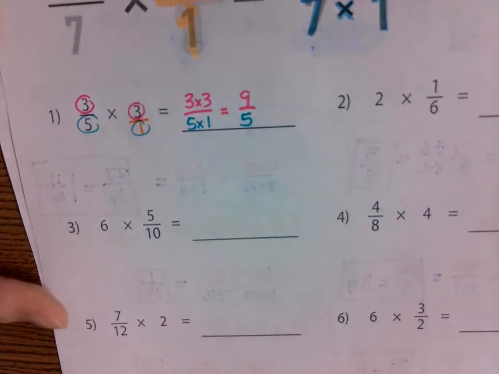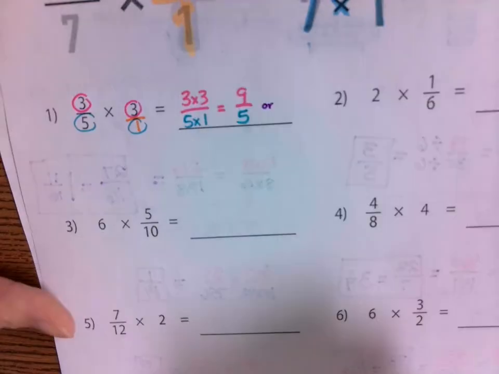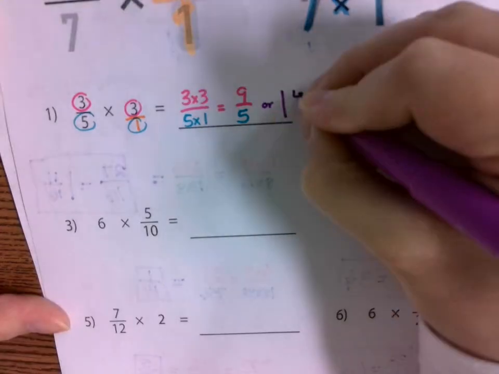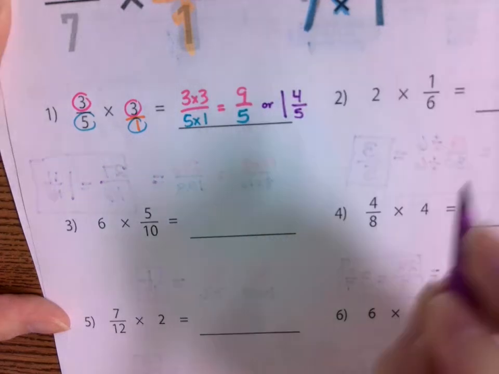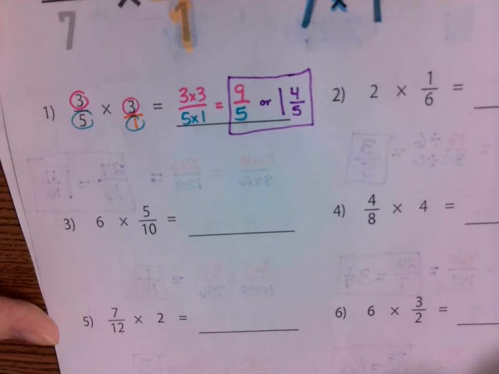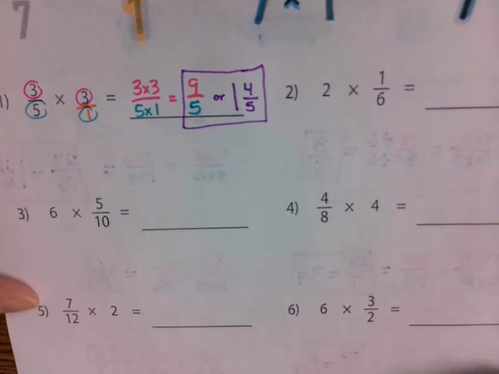Or I could change it into a mixed number. 5 goes into 9 one whole time with 4 remaining, so 4/5. So we could have 9 over 5, or we could have 1 and 4/5. Either one of those would be acceptable answers. Go ahead and do problems 2 through 6.